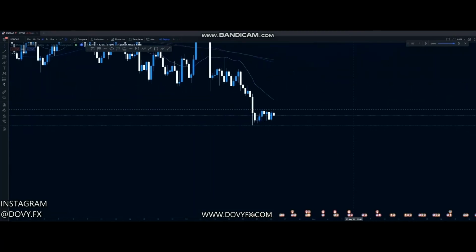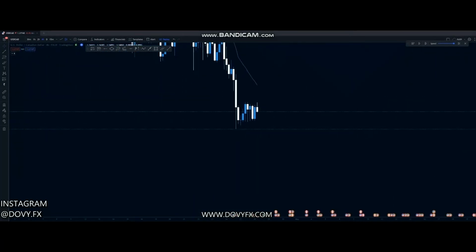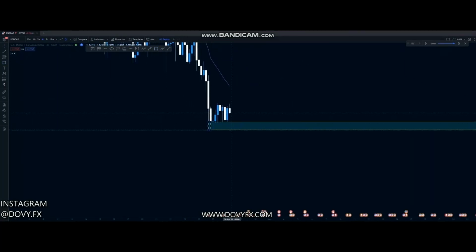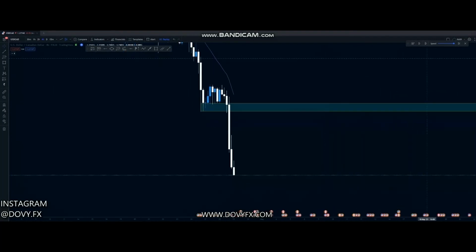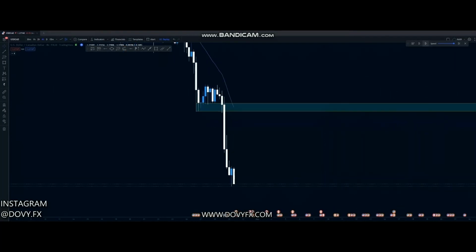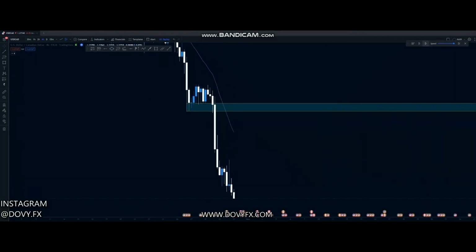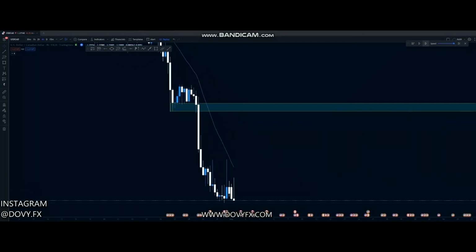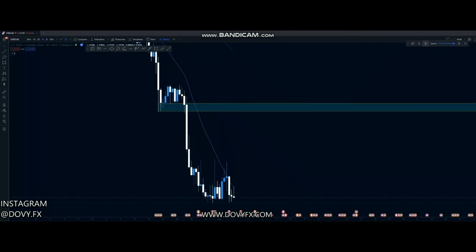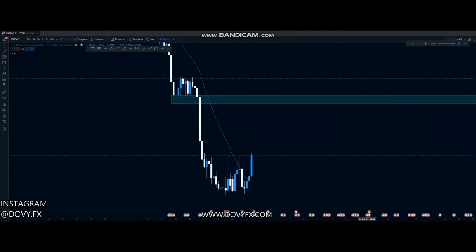Okay, now we see some market structure, right? So right away we have multiple rejections from that market structure. Here is the break. Let's wait for the price to start retracing. Here it is. It starts retracing.